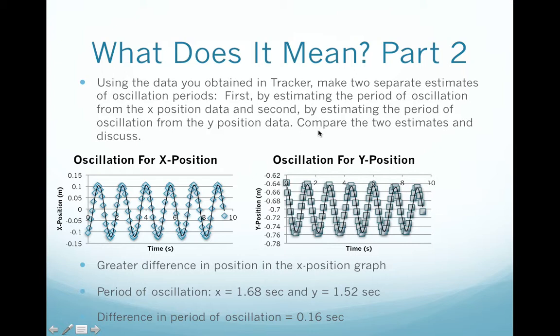Next, I compare the two oscillations for both the x position and the y position. The period of oscillation for the x position is 1.68 seconds, and for the y position is 1.52 seconds. The difference is 0.16. There's a greater difference in position in the x position graph than the y position graph. This is due to differences in the factors which determine the x position and the y position. The y position is from gravity and the stiffness of the spring, while x position is the stiffness as well as the length of the spring.